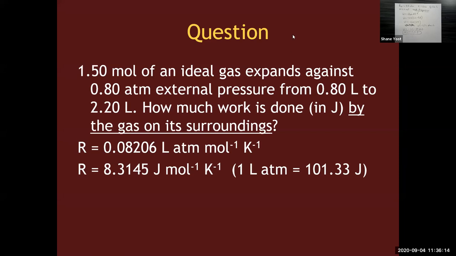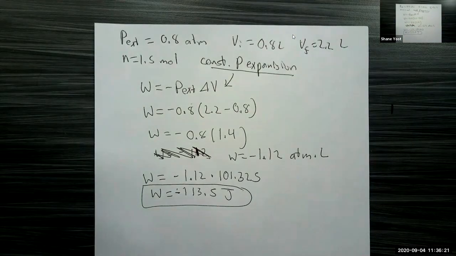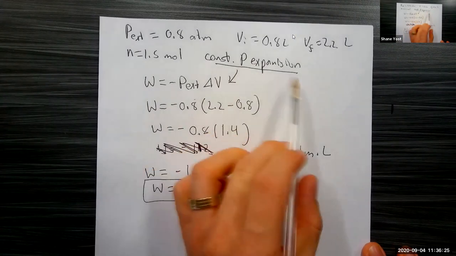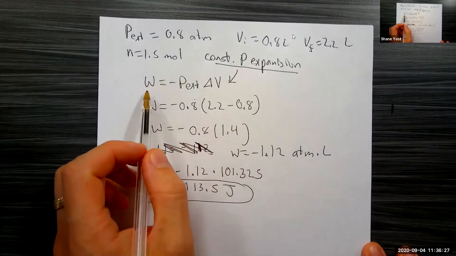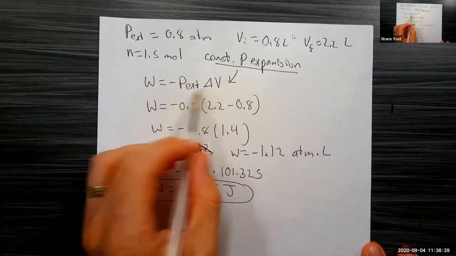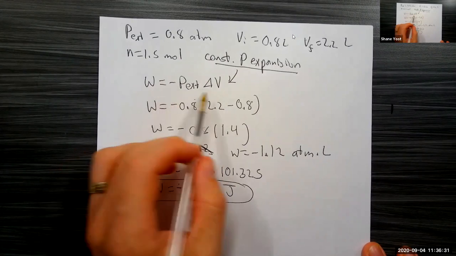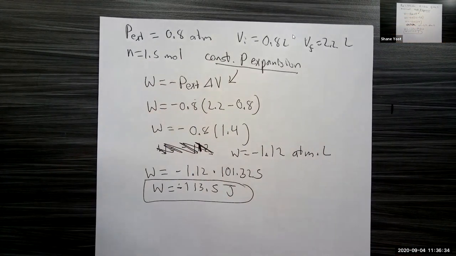And so because we're expanding against this external pressure, which is 0.8 atmospheres and not changing, I know it's a constant external pressure expansion. And if I know it's a constant external pressure expansion, then I know that my work is just minus P external delta V. Yeah. That was case two in the previous slide, right? And then from there, I just plug in to get the final value. Any other questions about this example?